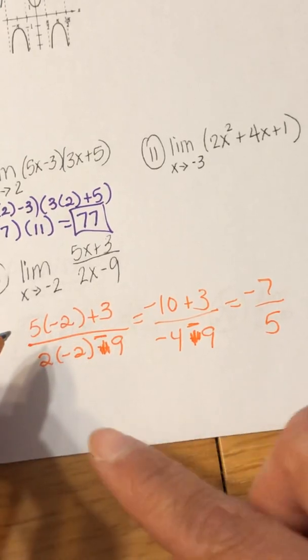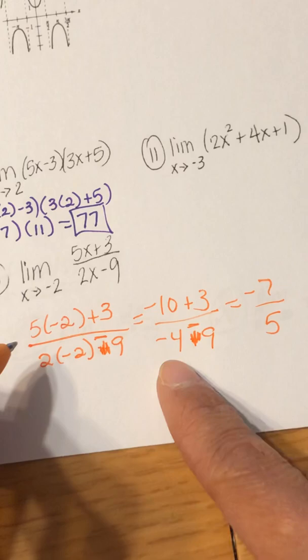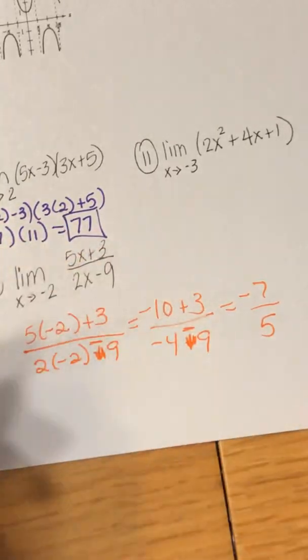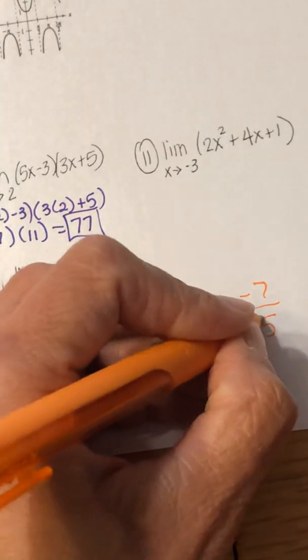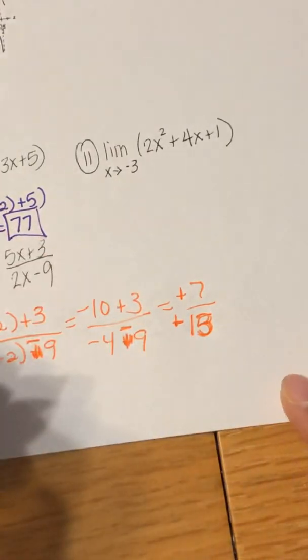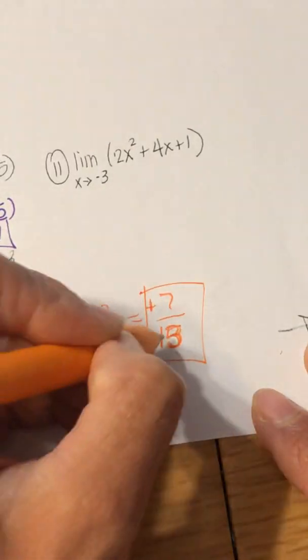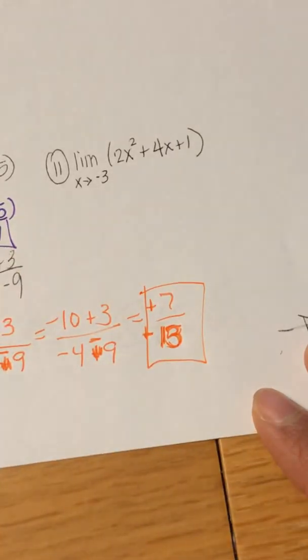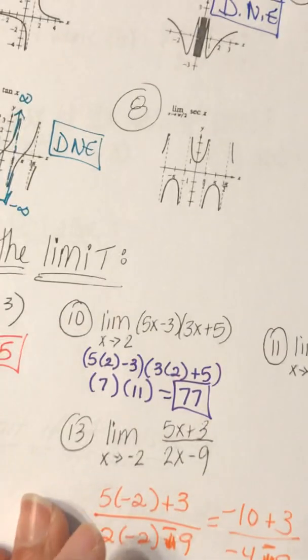But anyways, all right, my denominator was wrong. It should have been -4 minus 9, which is -13. So I have a negative divided by a negative, which turns to a positive, so this is just positive 7 over 13. Okay. All right, so that was number 13.